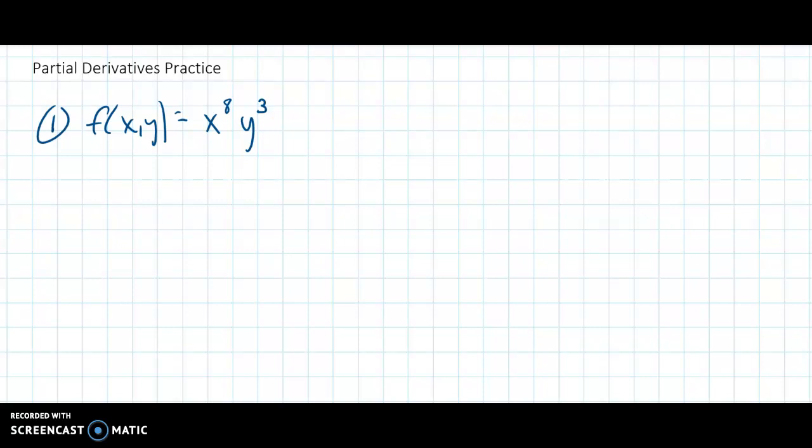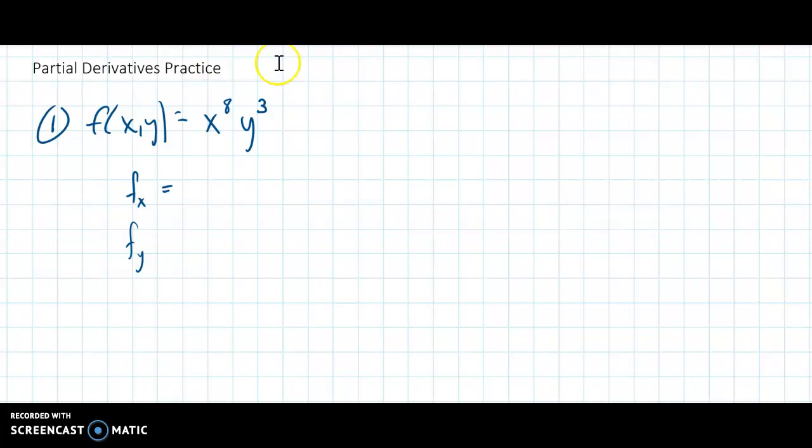So the first, okay, so I'm sorry. For all of these problems, I want you to find both first partials. So for this one, it's f of x comma y. So I want you to find both f sub x and f sub y. So you can go ahead and do this one. Go ahead, hit pause, and do it on your own, and then come back.